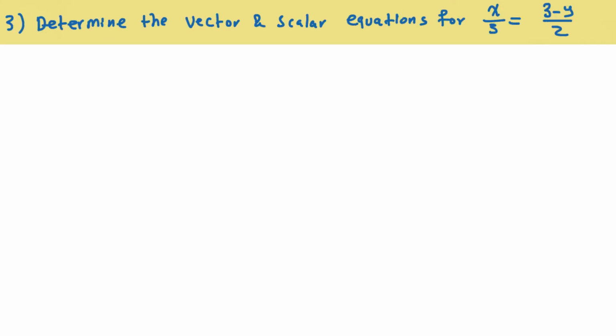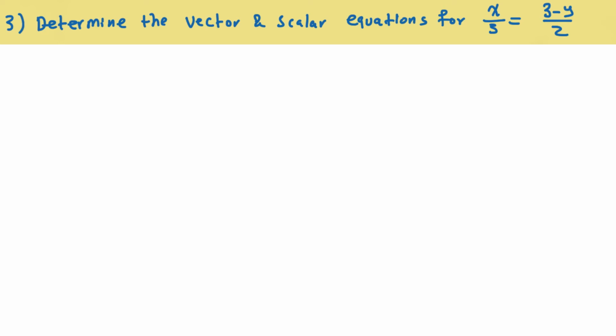Okay, for our next question, we are to determine the vector and scalar equations for x over 3 is equal to 3 minus y over 2. There are different ways we can do this, but one of the ways is just realizing what our variables are and what they mean. We'll do both methods actually to get to vector form, and then from there we'll get to scalar.